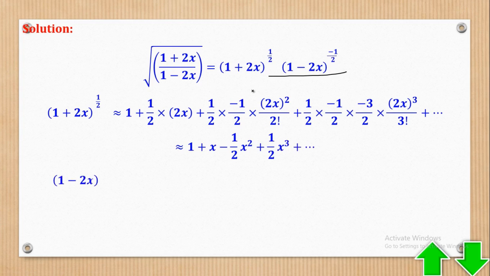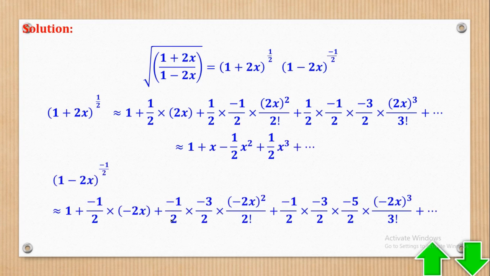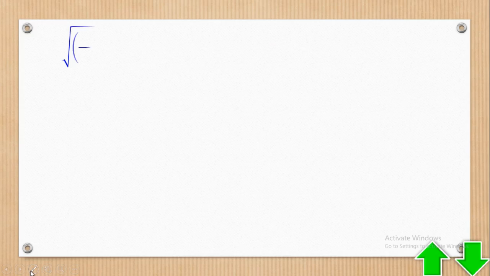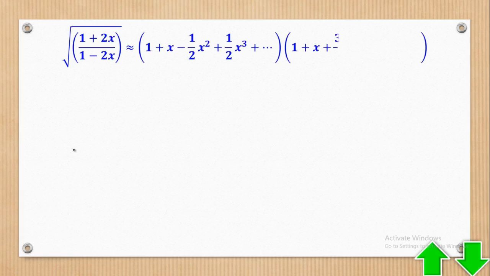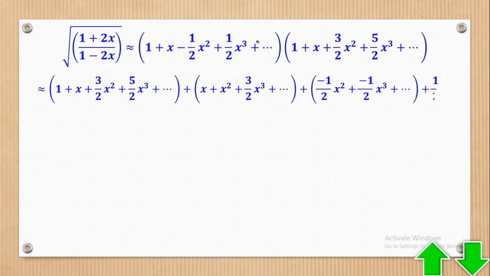What about this one? When I expand that, I'll come up with this. Then simplify using the calculator to come up with that. Now next is to multiply this with that. So when I do that, this is what I'm going to come up with. Open brackets. I believe by now you know how to expand such expressions. You must ensure that you don't exceed x cubed as the question requires. Simplify will come up with that.